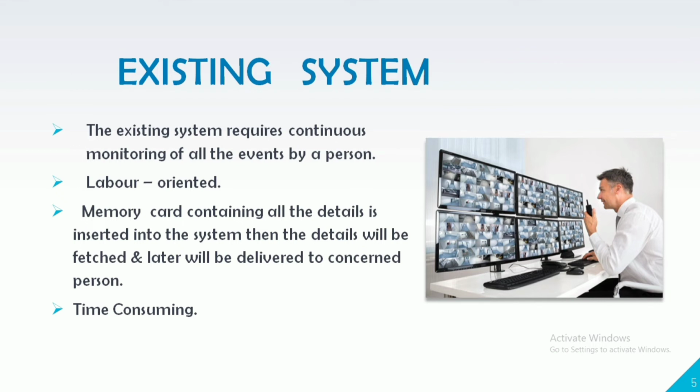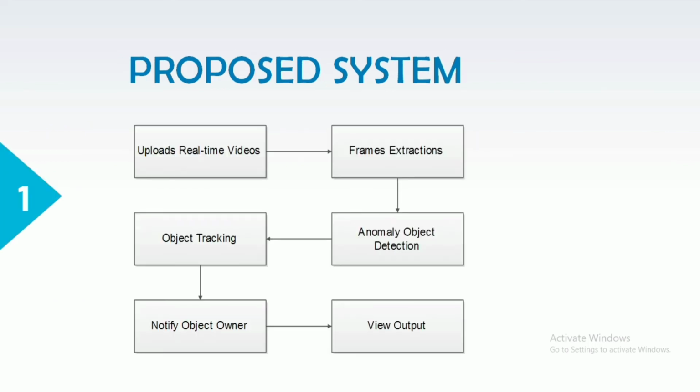In another scenario, the captured video stored in a memory card containing all the details is inserted into the system. Then the details are fetched and later delivered to the concerned person, which is time consuming. Hence, to overcome these problems, we have proposed a system where the system will detect the abnormal behavior of a person from the captured real-time video. Then frames are extracted where humans are identified, and if any abnormal behavior of a person is detected, it will be notified to the concerned person.